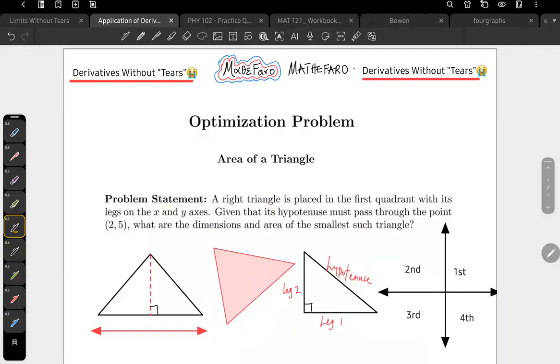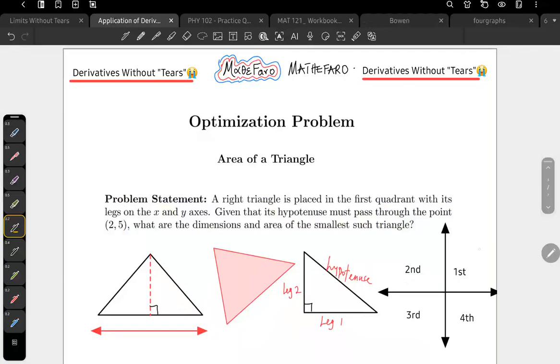This is another video in the playlist where we talk about the application of derivatives. And in this particular video, we'll be looking at an optimization problem. Optimization problems generally are questions in which we are looking for the largest value or the smallest value that a function can take. So there are different kinds of optimization problems.